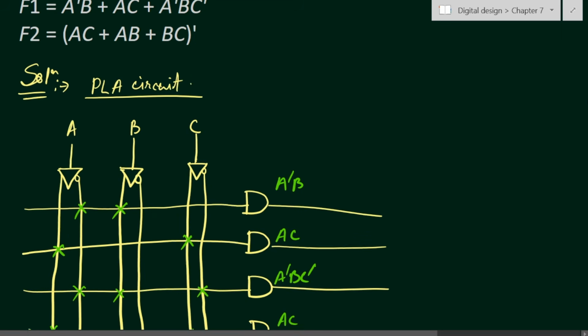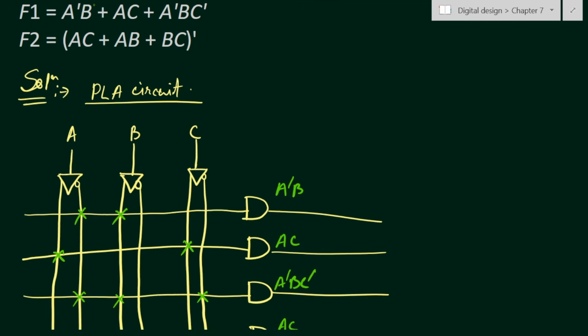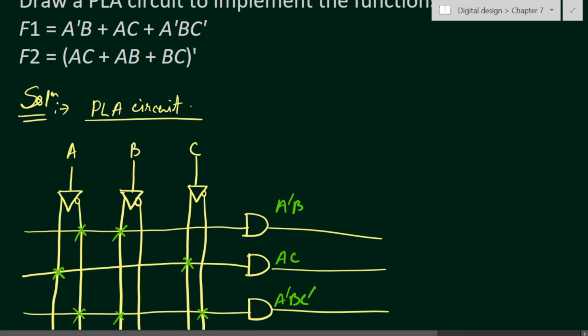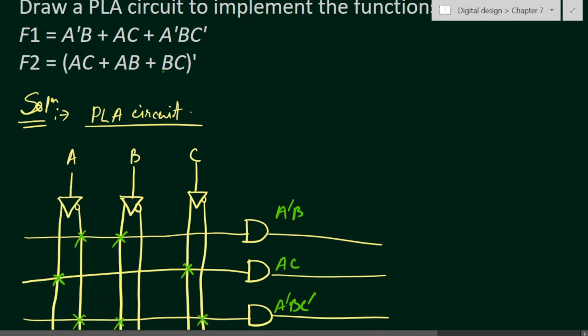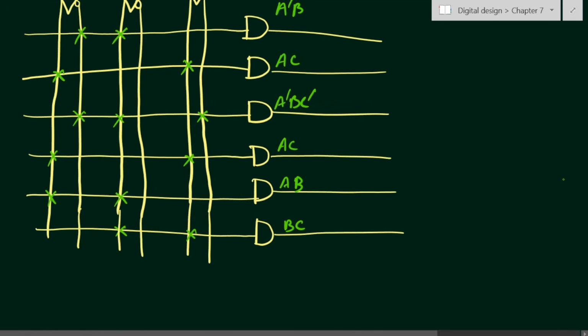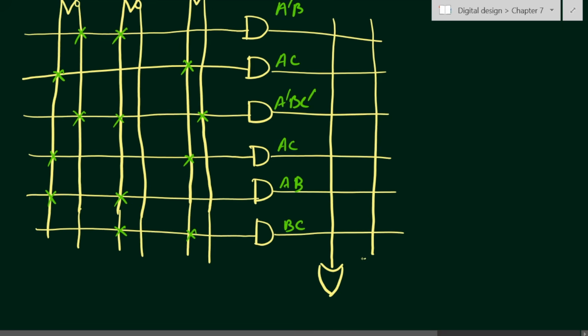Now we have to add these, because in the first function these 3 terms are added, or we can say they are in OR operation. Similarly here also they are in OR operation. Now just ignore this complement, I will fix that later on. First of all we have to add these, so here you have to draw 2 lines, one for F1 and another for F2, and they have to pass through an OR gate. Because the product terms are in addition, you have to use another OR gate here.